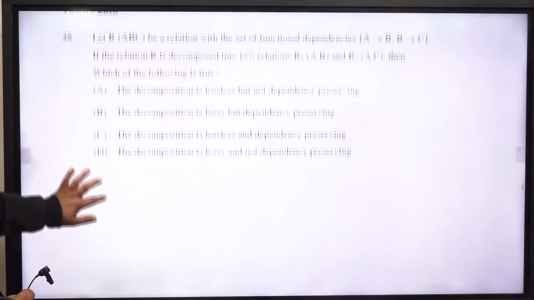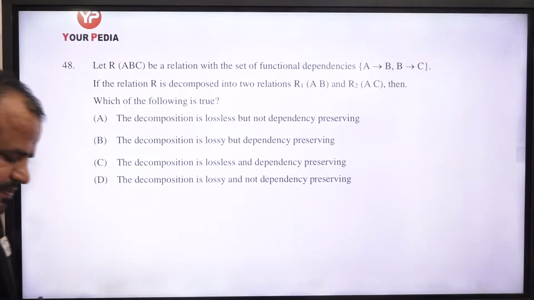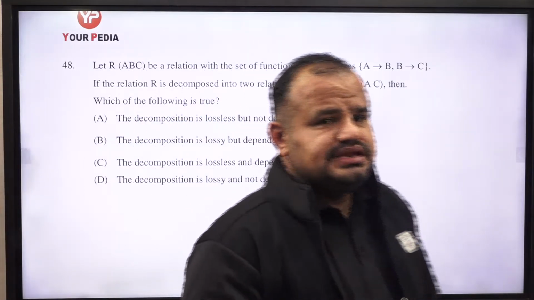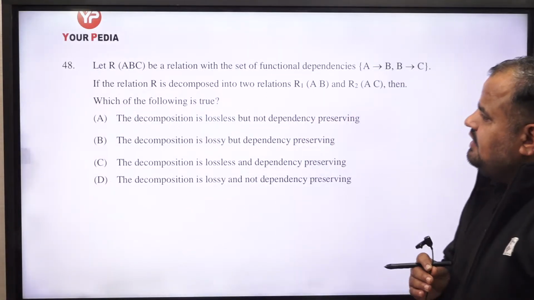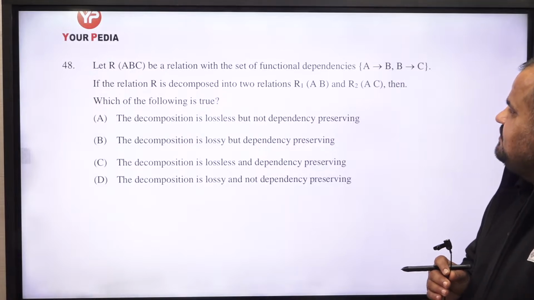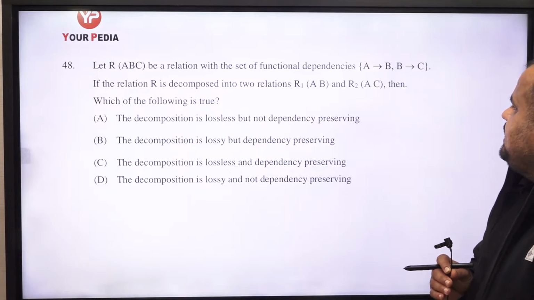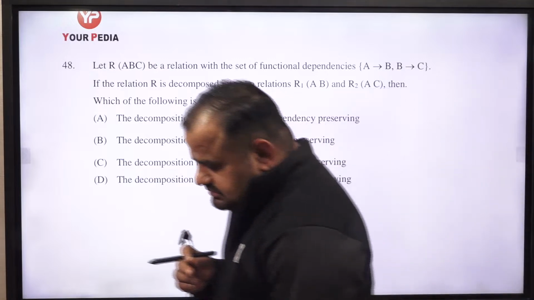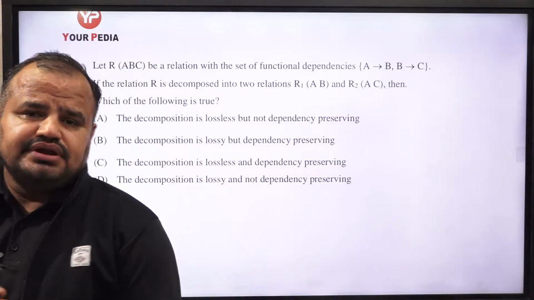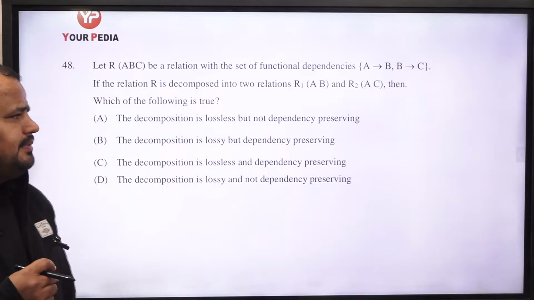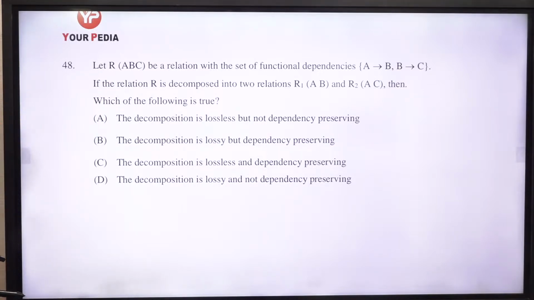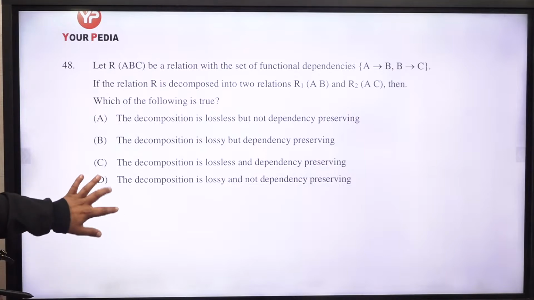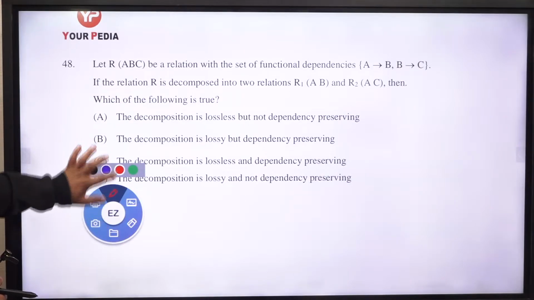Now, tell me, if a relation... Yes, that is again a simple problem, but you may make some silly mistake. Now, tell me, if R is a relation with the set of functional dependencies A determines B, B functionally determines C, and we are trying to decompose this relation R into R1 and R2, R1 having A and B, R2 having A and C. Then tell me, is the decomposition lossless and dependency preserving, lossy and dependency preserving, and so on? What is the right answer? Do it fast, my dear students.